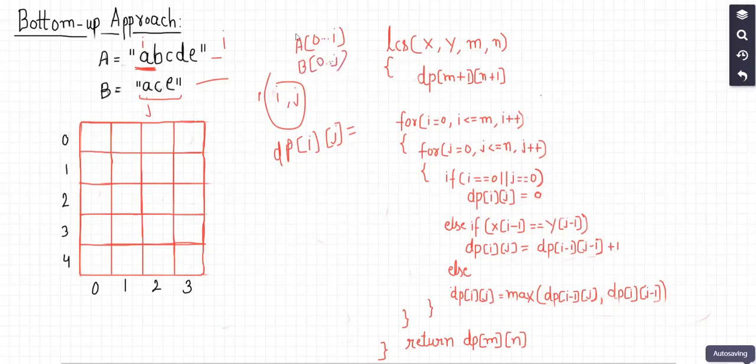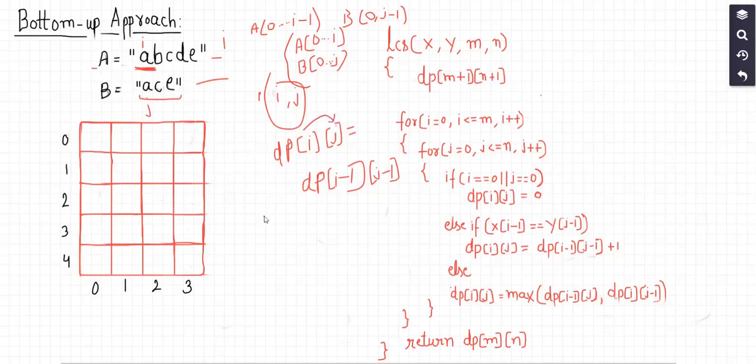Okay, so to find the result for the LCS of these prefixes, I would have to know the result for the prefixes 0 to i-1, and in case of B from 0 to j-1. And that I have already stored in the dp array. So dp[i-1][j-1] gives me that result, and since the characters are matching, I'm assuming the character number i of string A is matching with the character number j of string B, then this result will be incremented by 1. So that's how I am covering this case. So it is covered here.